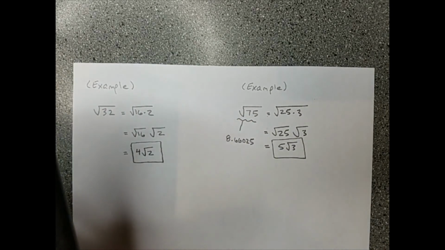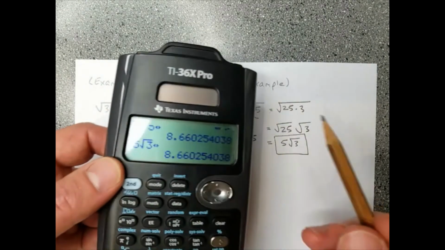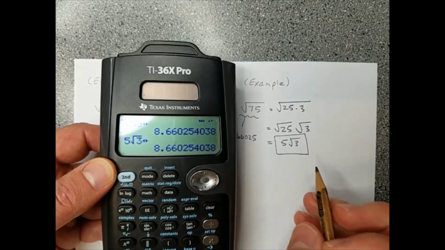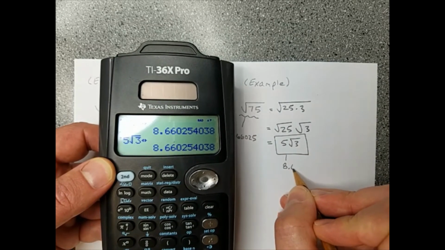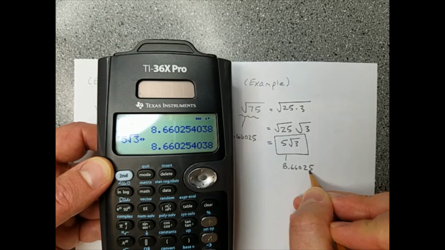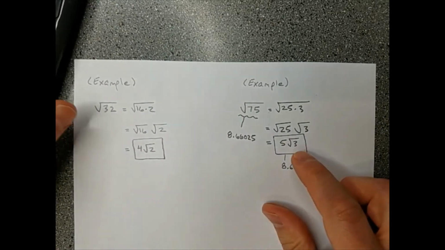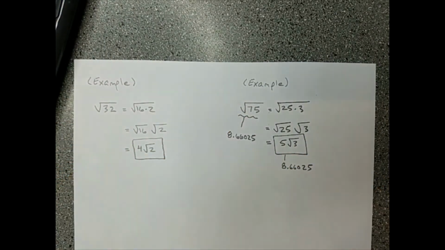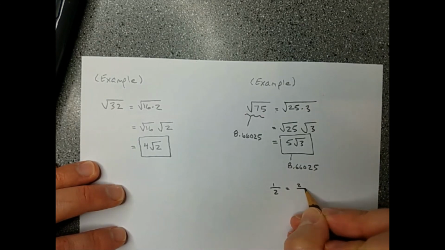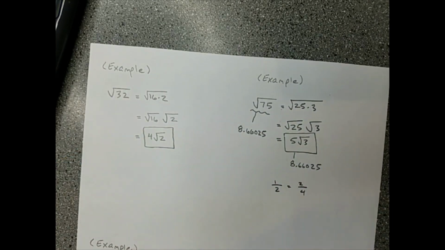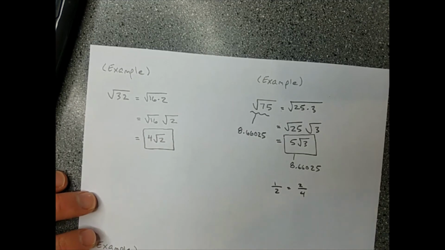Let's try. 5 root 3. I'm going to type it in. 5 root 3. Calculate. Oh, look, I got the exact same number. Every digit's the same. That's what you would expect if you were right. Those might look different, but they're the same number. That can happen in math. I mean, 1/2 is the same number as 2/4, they look different, but they are in fact the same number. Let's do one more.